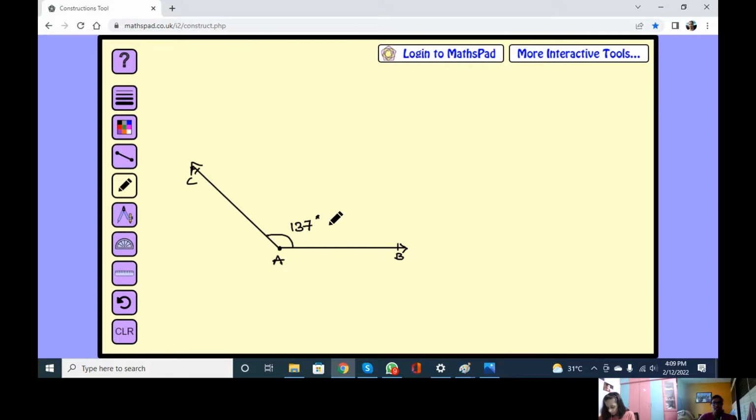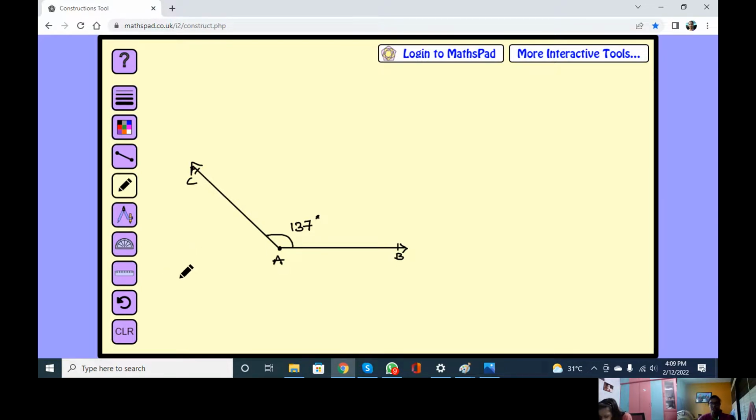137 degrees is what type of angle? Acute, obtuse, or 90 degrees? What type of angle is it? It is an obtuse angle. 137 degrees is called an obtuse angle.